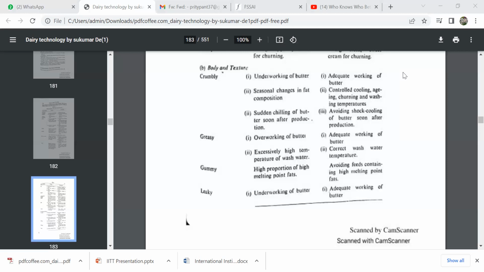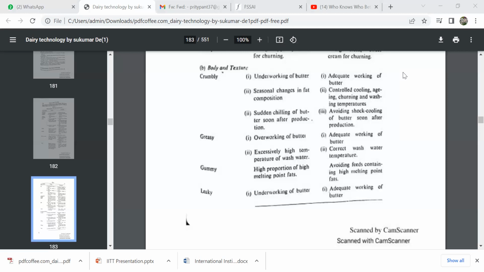Next defect is gummy body and texture due to high proportion of high melting point fats. So we should avoid feeds containing high melting point fats. Leaky body and texture is due to underworking of butter. उसके लिए क्या करना है? Adequate working should be done.